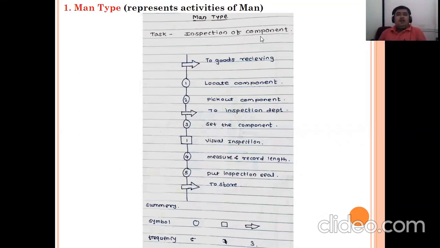In the department, you look at that particular component. First, we can call it a usual inspection. Set the component. If some fixture is there, if some extra arrangement is made, proper lighting, etc., you are making that arrangement and setting the component. Then the first operation starts, visual inspection. You are looking with your eyes and you have started visual inspection.